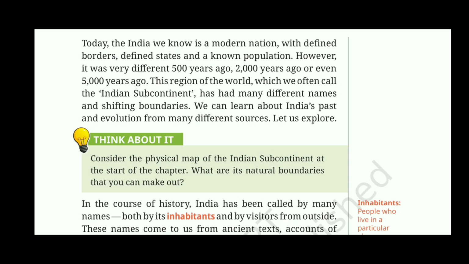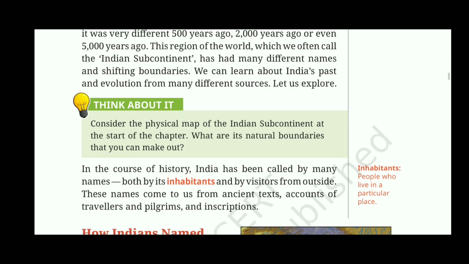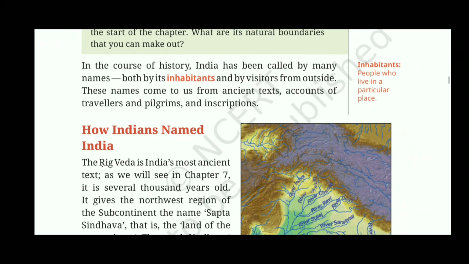Think about it. Consider the physical map of Indian subcontinent at the start of the chapter. What are its natural boundaries that you can make out? In the course of history, India has been called by many names, both by its inhabitants and by visitors from outside. These names come to us from ancient texts, accounts of travelers and pilgrims, and inscriptions.